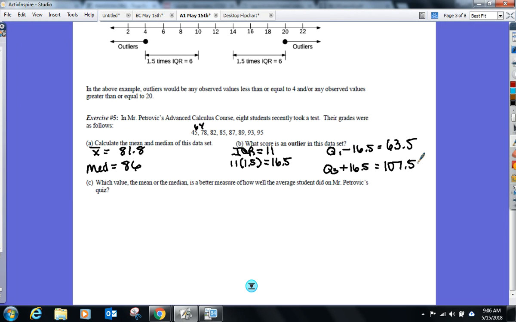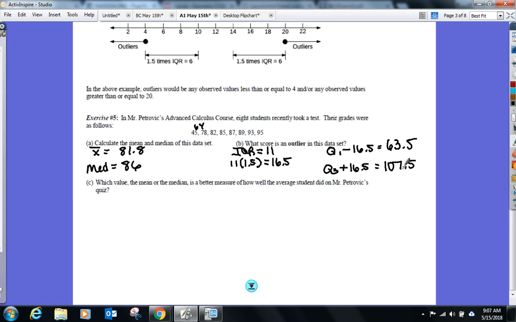I know, again, I get it. This one, very easy, 45. If I throw a 64 in there, you're like, maybe, maybe not. Find the interquartile range, multiply it by 1.5, subtract it from quartile 1, add it to quartile 3. Anything below, anything above.